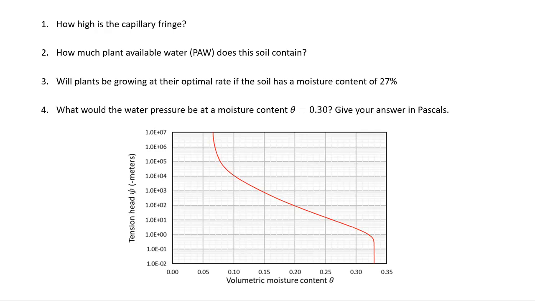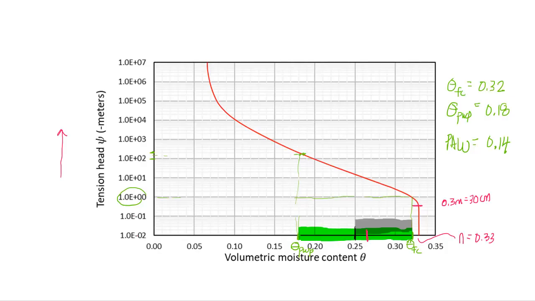Final question, what would the water pressure be at a moisture content of 0.30? So moisture content of 0.30, let's use a different color here, let's use orange. So moisture content of 0.30 corresponds to a matrix suction of, it looks like about 3. So the matrix suction here is equal to 3, and the matrix potential, remember the matrix suction is the positive value here, the matrix potential, or the pressure head, is minus 3, and these are meters.